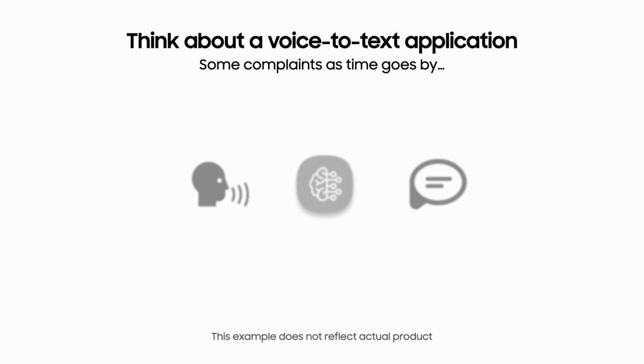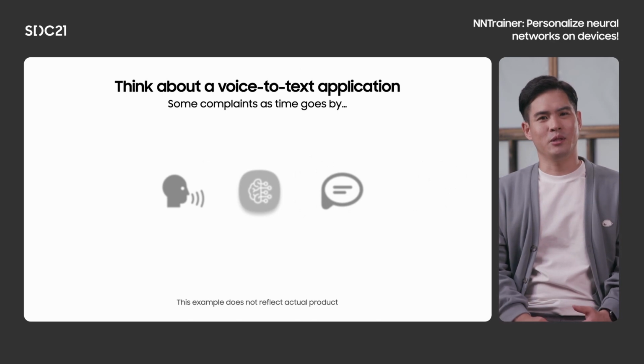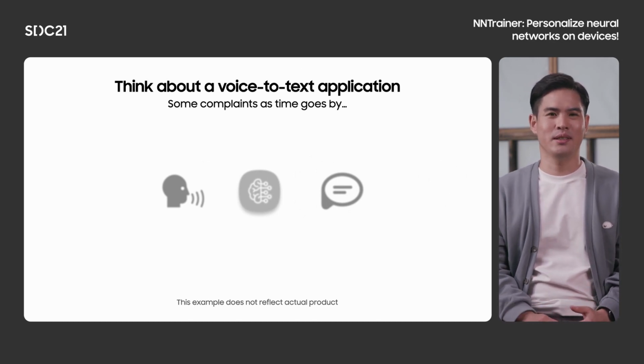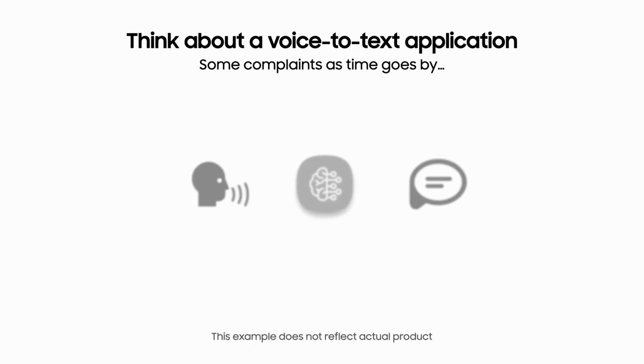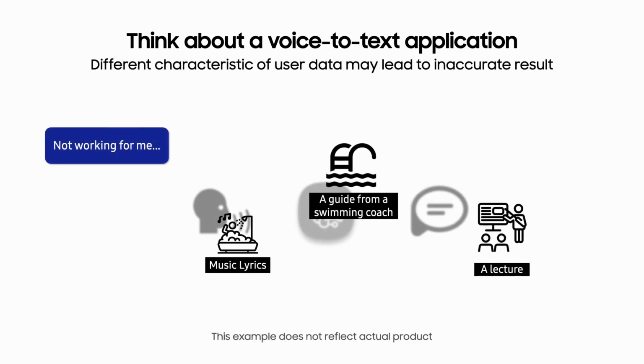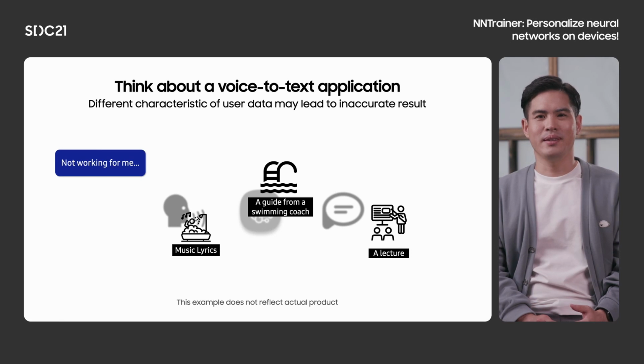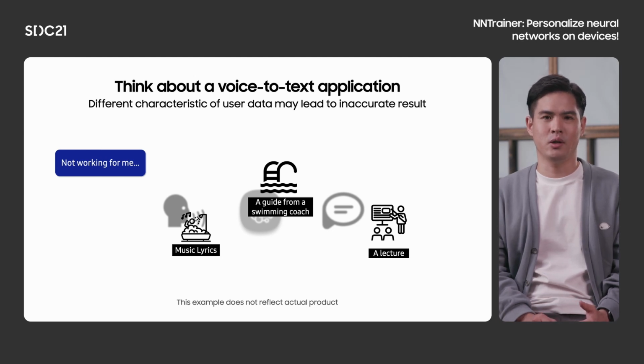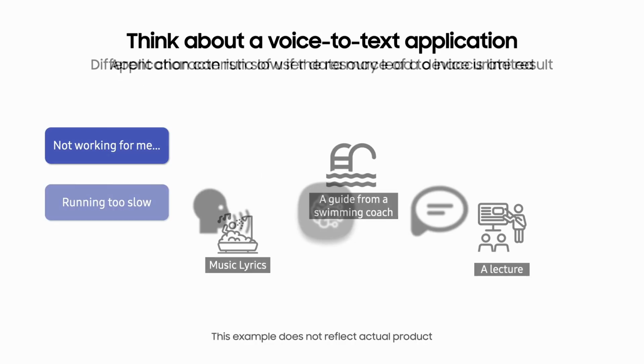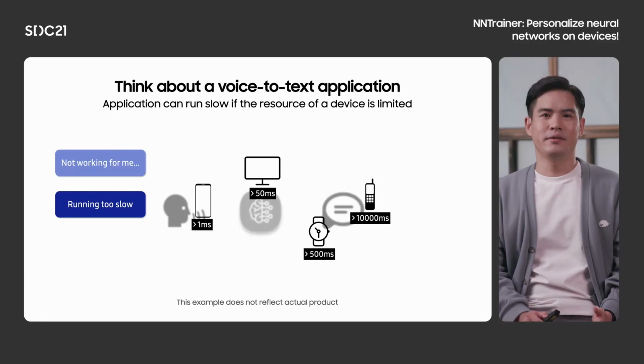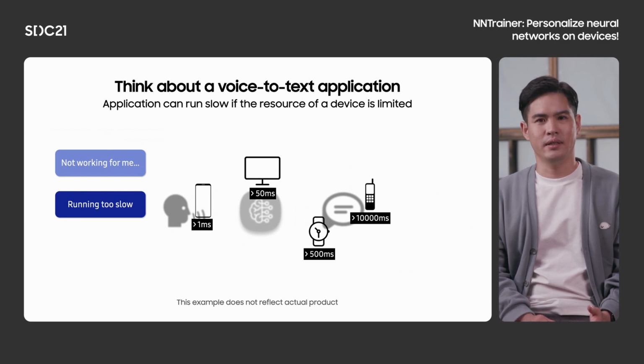When the service was first launched, the developer would have tested a lot, so it's working cool. But as time goes by, you'll get many more complaints from customers. For example, there might be accuracy issues, as the surroundings where the application is executed will be different from user to user. For example, if you're trying to record music lyrics in a studio, it will have different characteristics from where you're trying to record the voice of a swimming coach in a swimming pool. Or there might be a performance issue. If some users are running the service on devices with limited resources, the user experience won't be that great.